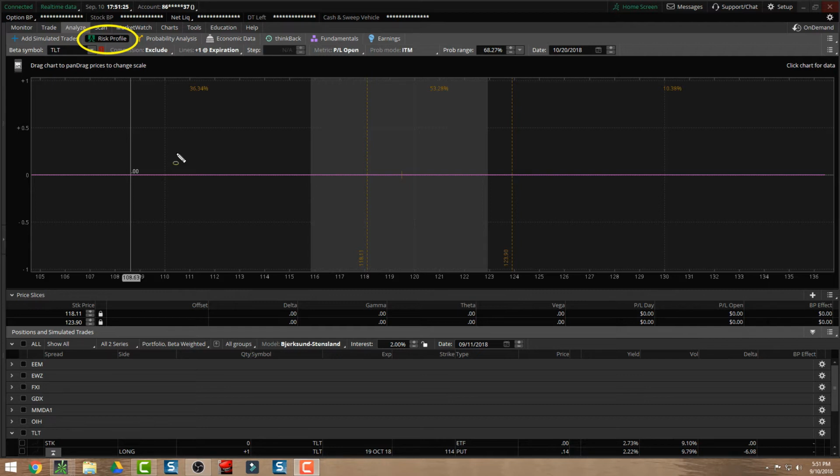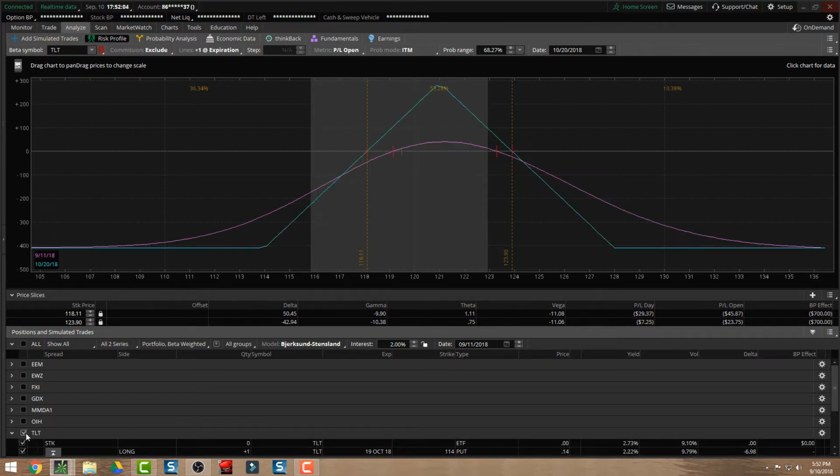So what we're looking at is a profit and loss diagram, and I want to tell you guys I currently have a trade in TLT. And now, saying that, I'm not recommending you trade TLT. I'm just putting that out there as an example. So let me go ahead and pull our trade up in TLT. So we have an iron butterfly that we sold in TLT.